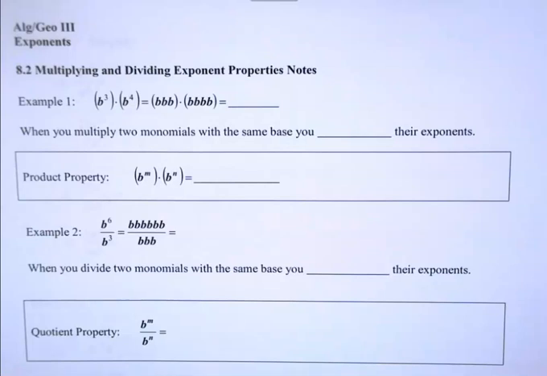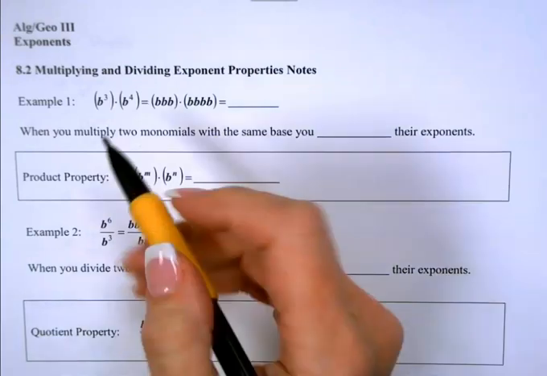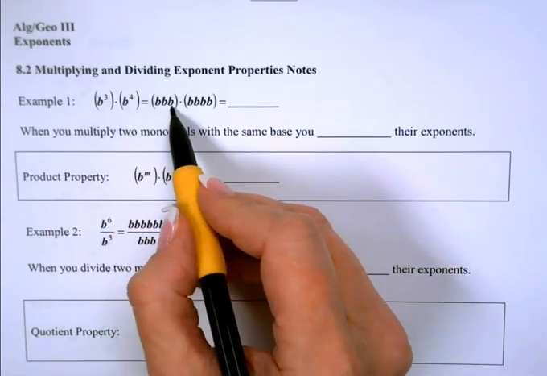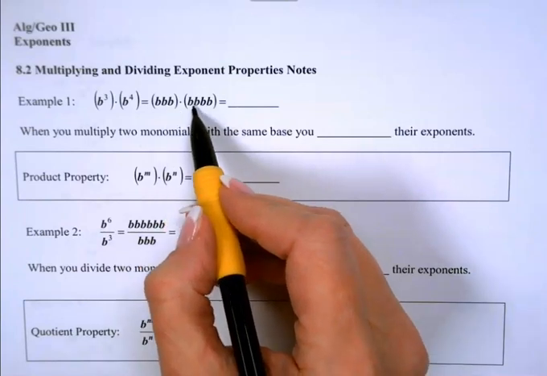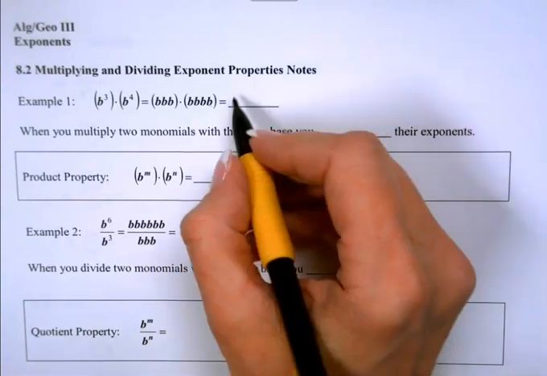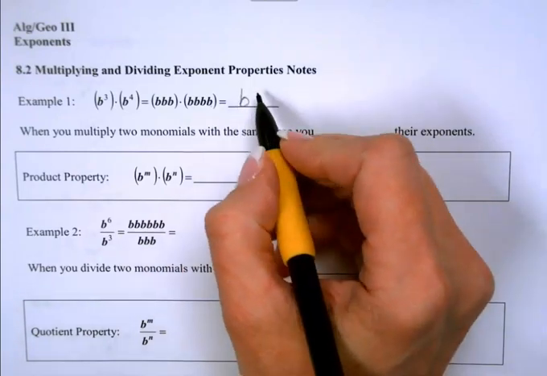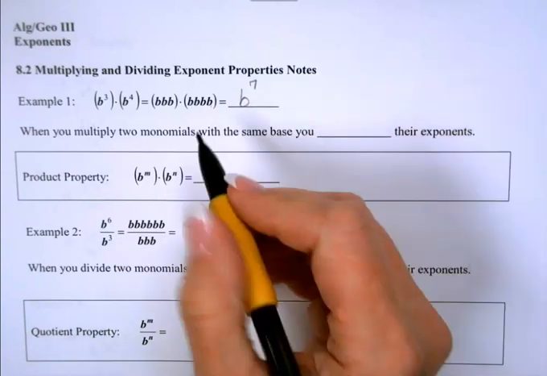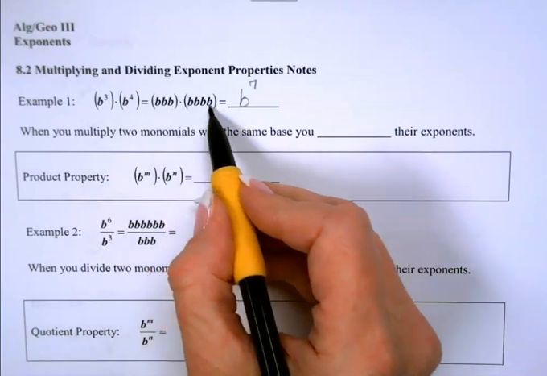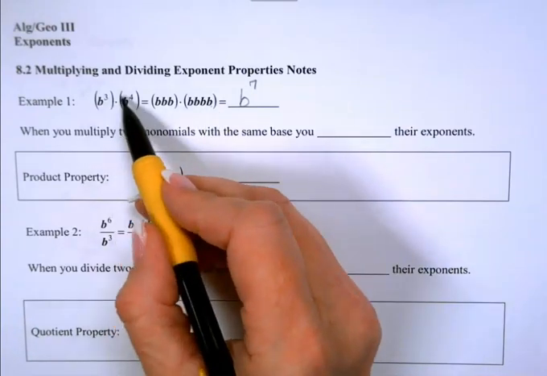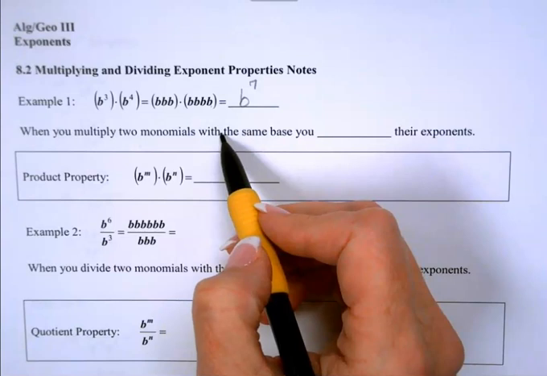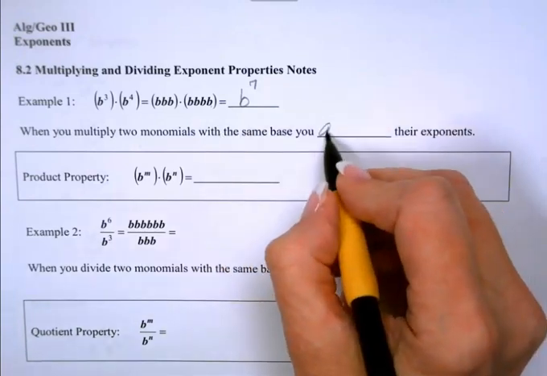Today we're going to look at multiplying and dividing with our exponents. If I have b to the third times b to the fourth, that would mean I have 3 b's multiplied together times 4 b's multiplied together, which gives me a total of 7 b's multiplied together. And 7 is how many of that base you have multiplied together. So notice, instead of having to write b 7 times, I can just add these exponents and I get 7. So when you multiply with the same base, you add their exponents.